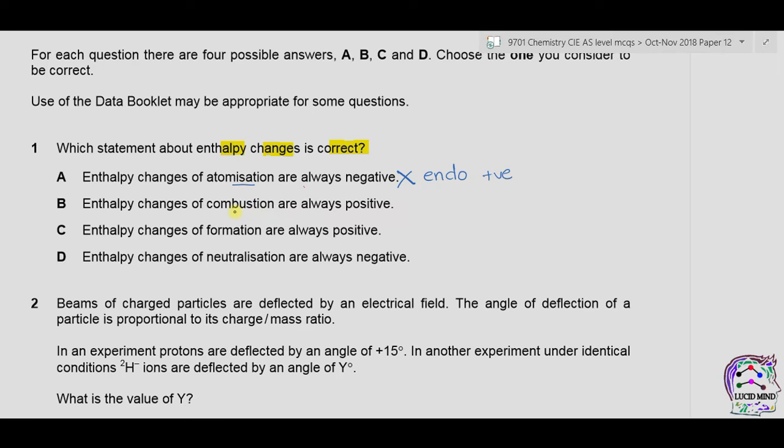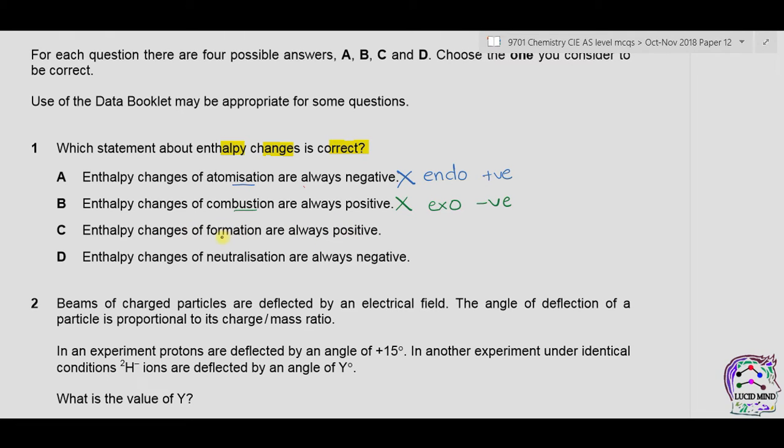Part B. Enthalpy changes of combustion are always positive. This is also incorrect because whenever combustion takes place, heat energy is also released. It is always exothermic reaction, and enthalpy change should be negative. Part C. Enthalpy changes of formation are always positive.